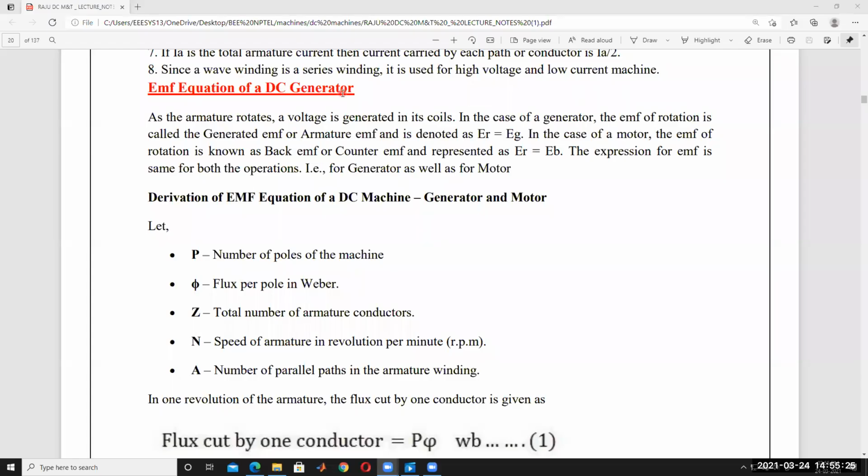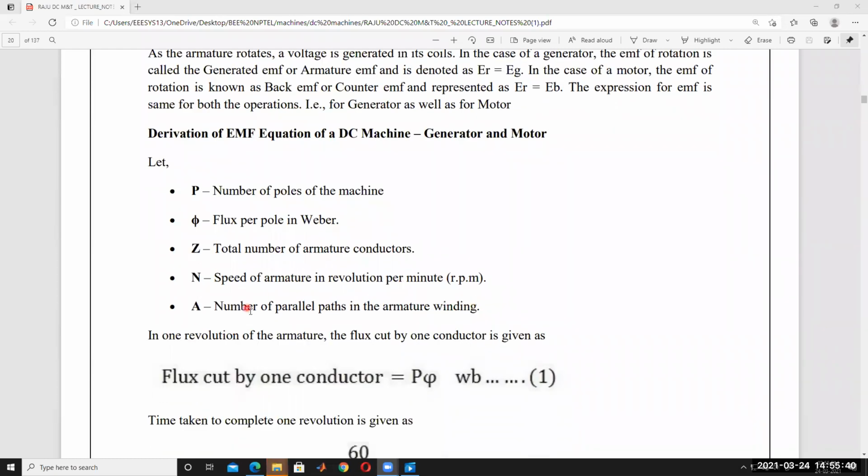EMF equation of a DC generator. Here P is the number of poles of the DC machine. Flux is the flux per pole in Webers, and Z is the total number of armature conductors. N is the speed of the armature in revolutions per minute, that is RPM. A is the number of parallel paths in the armature winding, that is, how many parallel paths are used.